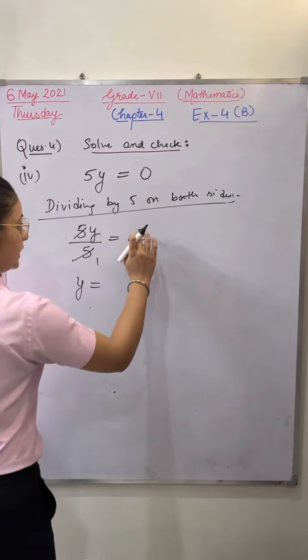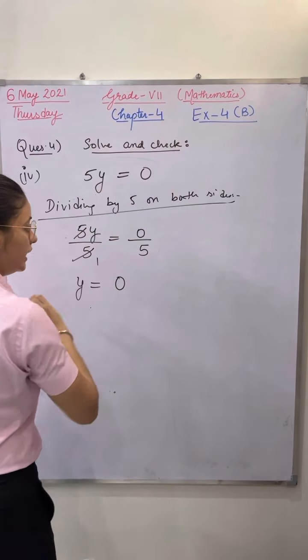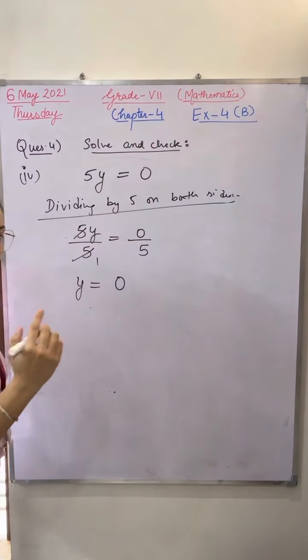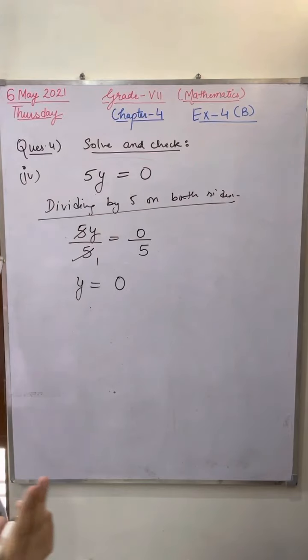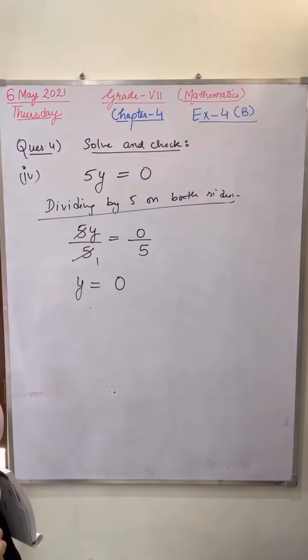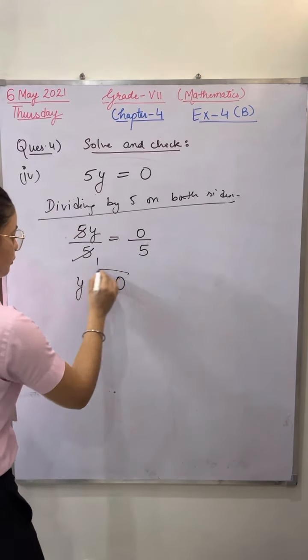Very good. 0 divided by 5 is always 0. When 0 is in the numerator, the answer will be 0. When 0 is in the denominator, the answer will be not defined. We have discussed these things. So y value is 0.